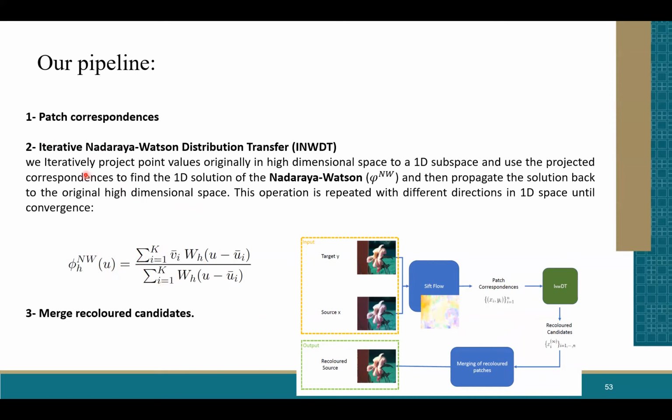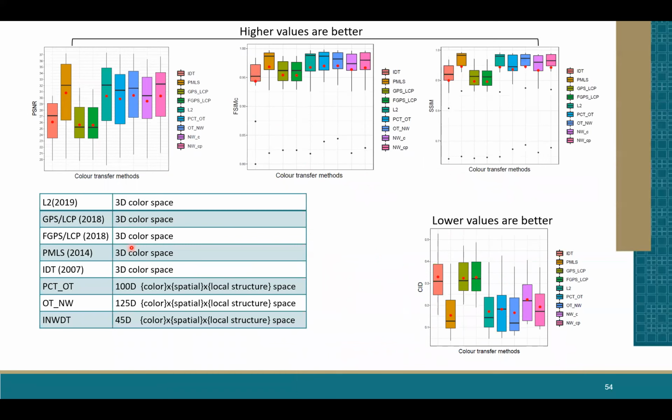So at every iteration, we project the points from high dimension onto 1D subspaces, and we find the 1D solution using Nadaraya-Watson, propagate the solution back to the high dimension, and we repeat until convergence. The next step is merging the recolor candidates.